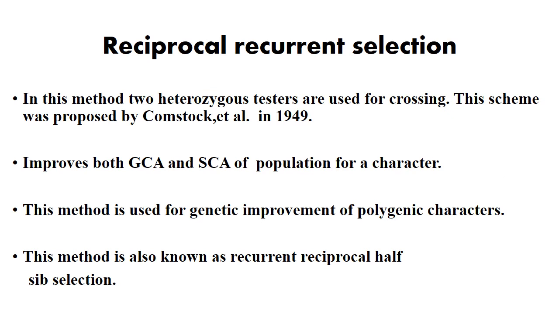Coming to reciprocal recurrent selection, this is most important. The scheme was proposed by Comstock and co-workers in 1949. Here two heterozygous testers are used for crossing. This is to improve both the general combining ability and specific combining ability of a population. This method is used for improving polygenic characters, and this is also known as recurrent reciprocal half-sib selection.